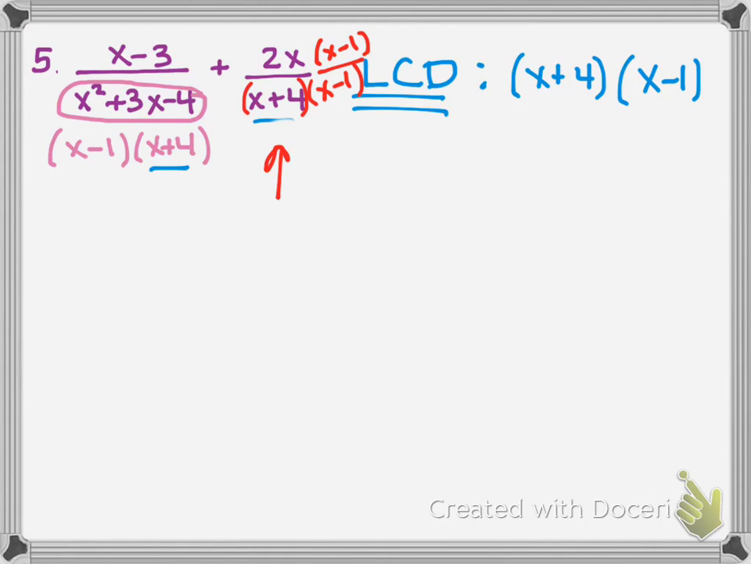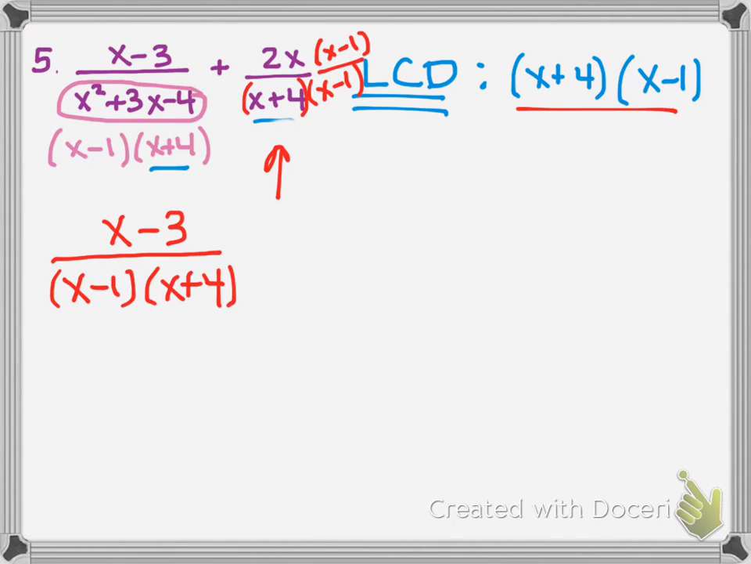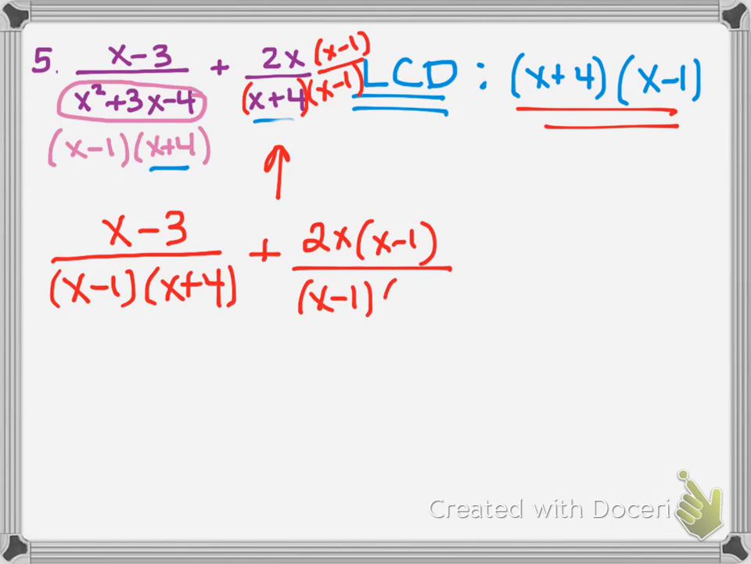Okay, so now let's rewrite and organize ourselves a little bit. Now we have x minus 3 over x minus 1 and x plus 4. We didn't change this fraction at all because the denominator had every part of the LCD. Plus, now we have 2x times x minus 1 over x minus 1 and x plus 4. So now they're the same, and we just have to simplify and add like we were doing in problems 1 through 4.